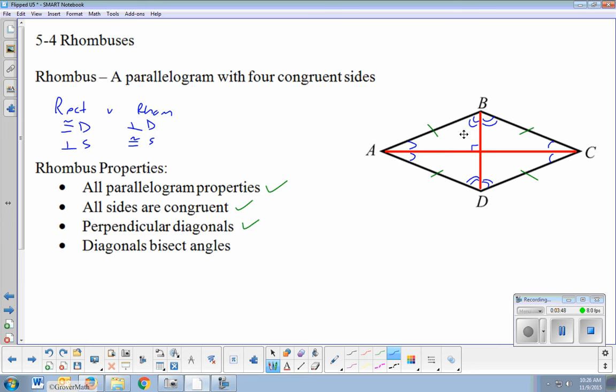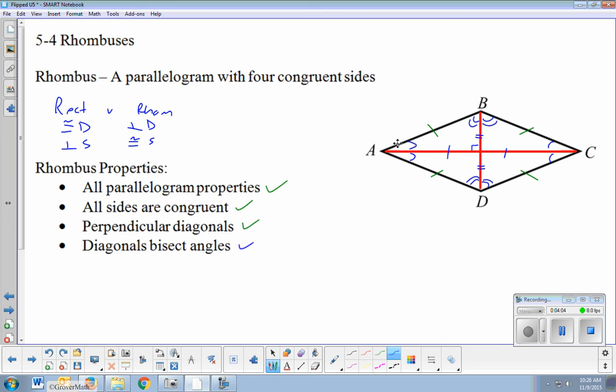But this is the first time we're seeing diagonals bisecting the angles. The diagonals still bisect each other. That's not a rhombus property, that's a parallelogram property. So the rectangle does have that, the parallelogram does have that. But these are the special properties of a rhombus.